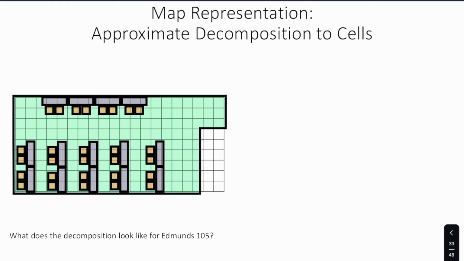So what would that look like if we did this approximate decomposition to cells for Edmonds 105? Here would be another good place to pause the video and see if you can think about what this picture would look like for our classroom.